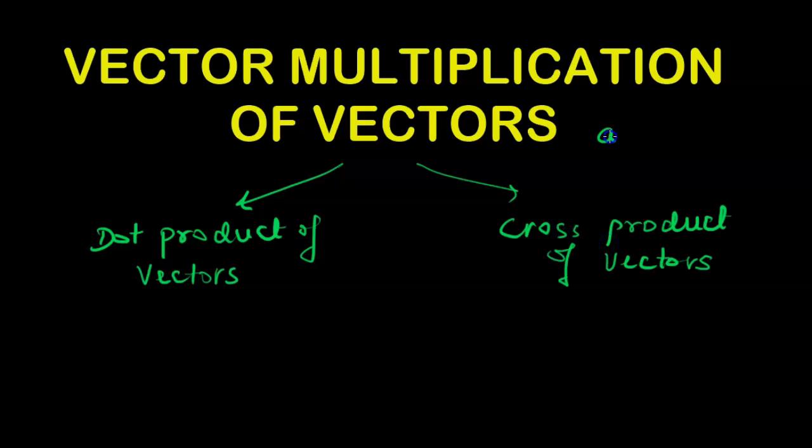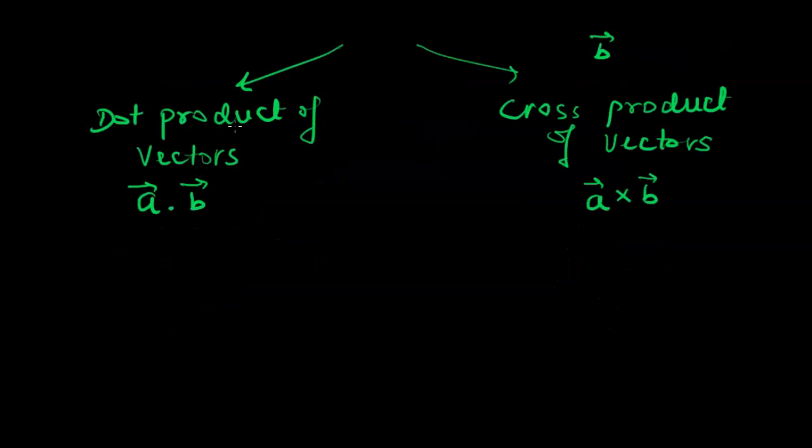So let's say we're given two vectors, vector A and vector B. Dot product is represented as A dot B. Cross product is represented as A cross B. In both cases, we would do multiplication, but the way of multiplication is different. In each of the dot product and cross product, there are two ways to solve the question. So the first way is when the vectors are given in magnitude form.